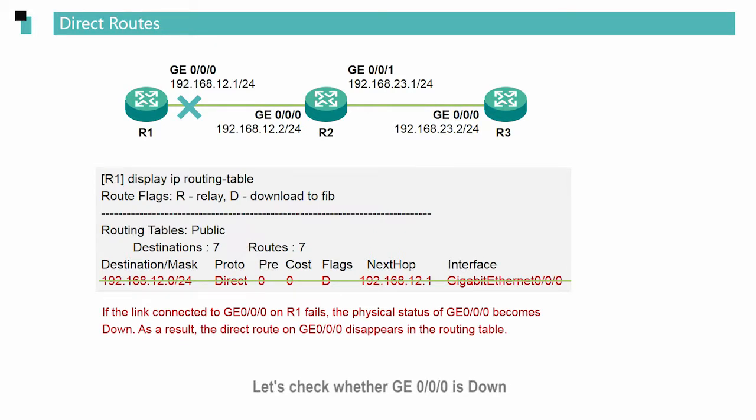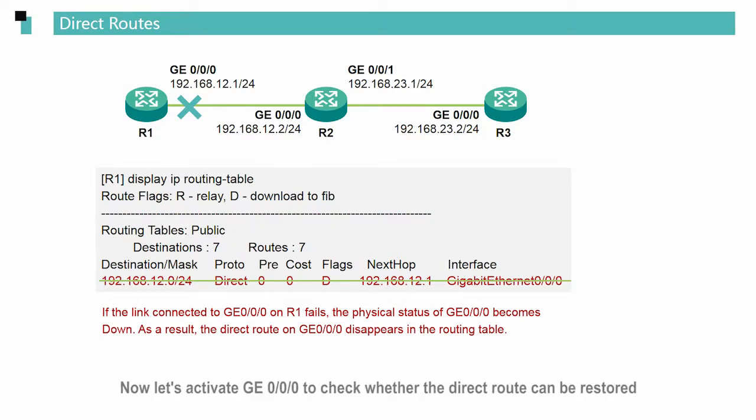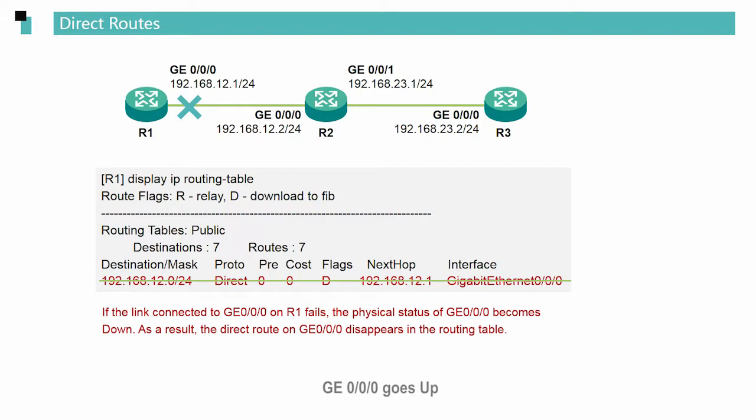Let's check whether GE0/0/0 is down. In this case, we can run the display ip interface brief command, which is used to check brief information about all interfaces. In the command output, we can find that both the physical and protocol status of GE0/0/0 is down. Now let's activate GE0/0/0 to check whether the direct route can be restored. We find that after we run the undo shutdown command, GE0/0/0 goes up, and its direct route appears again in the routing table.